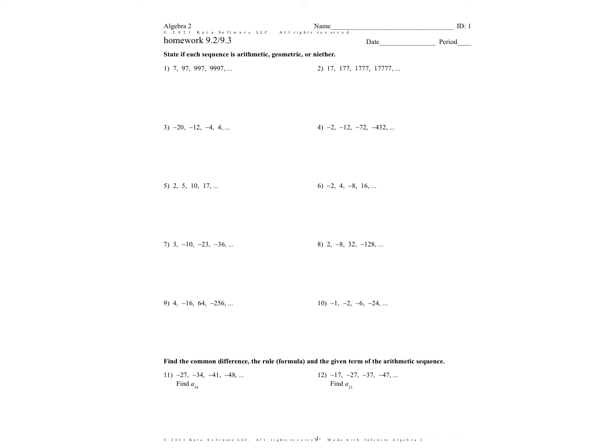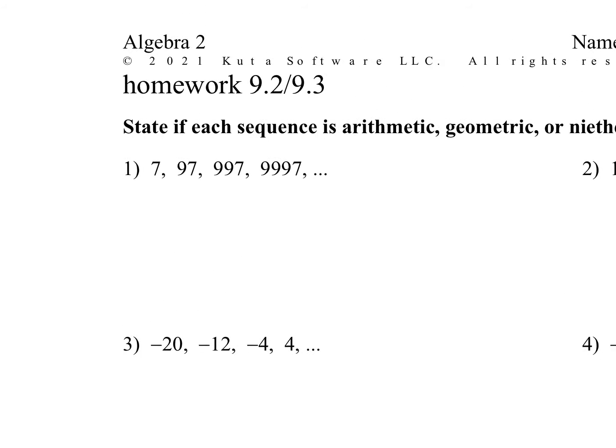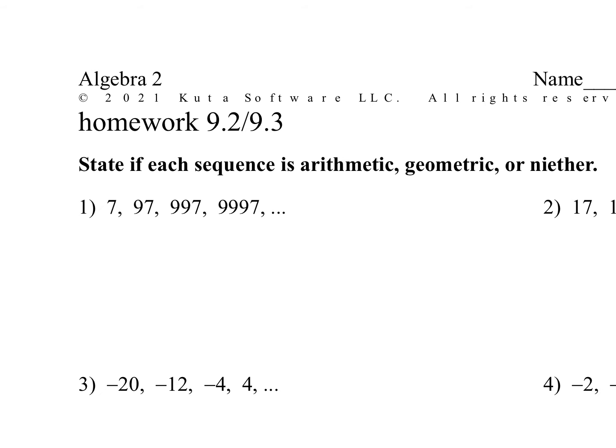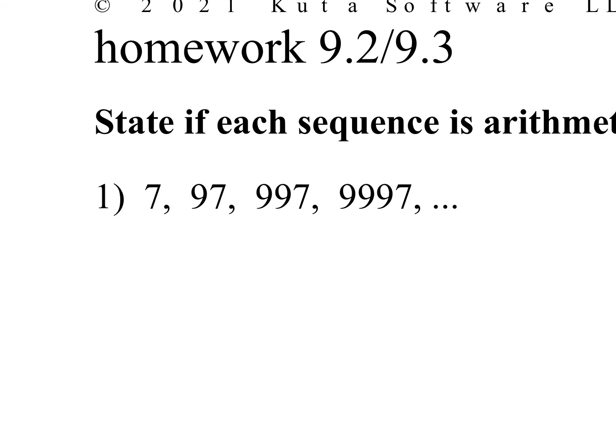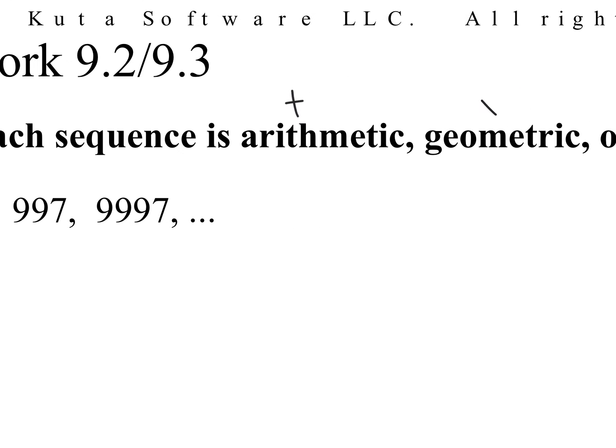So let's take a look at number 1. It says state if each sequence is arithmetic, geometric, or neither. First thing we want to check: what are we adding to get from one number to the next, and then what are we multiplying to get from one number to the next? To check and see if it's arithmetic, because arithmetic is adding, geometric is multiplying. And if we're not adding something constantly or multiplying something constantly, then it's going to be neither.